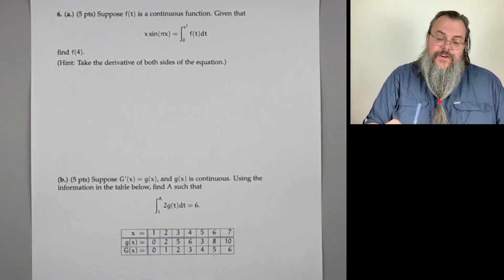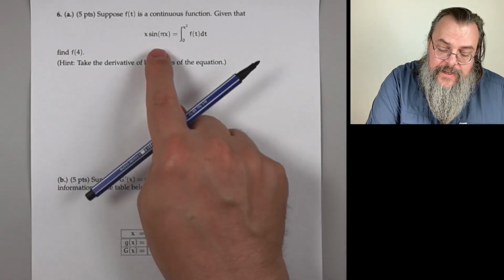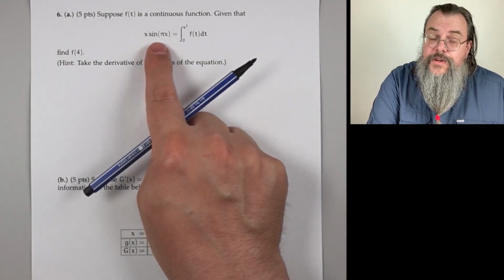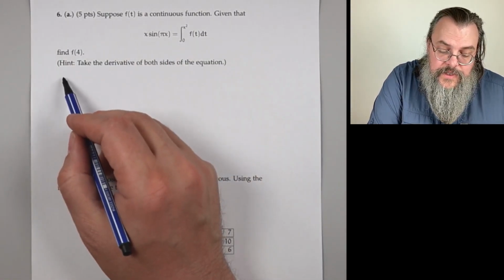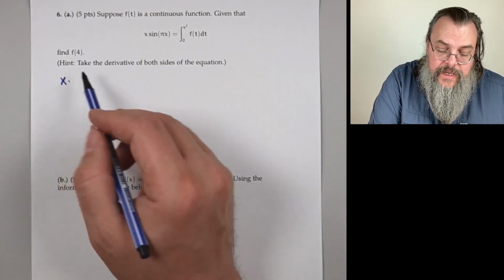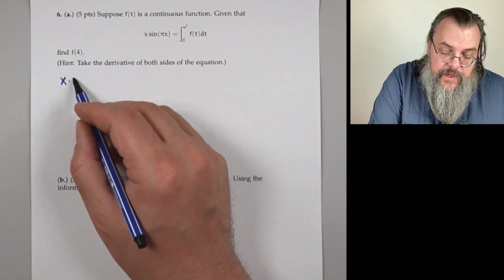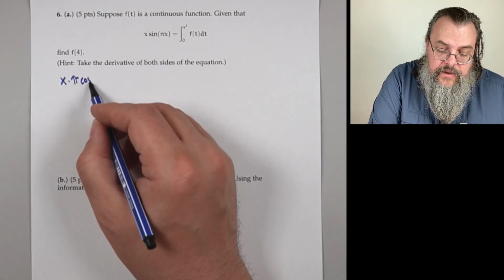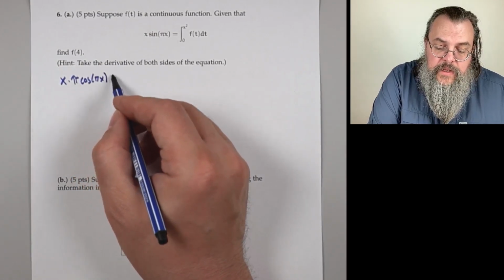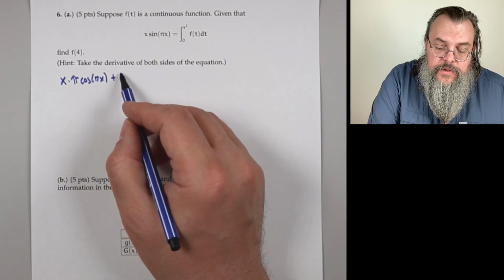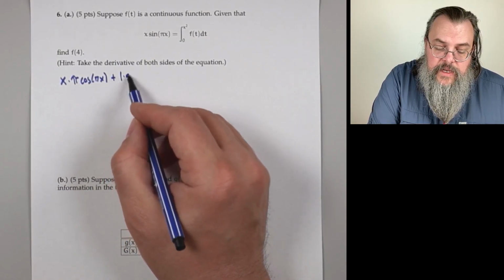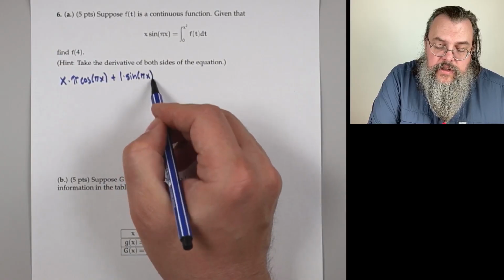Okay. So on the left-hand side, we'd have a product rule. So the first times the derivative of the second. Well, the derivative of sine is cosine. We're going to have a pi come out by the chain rule. So x pi cosine pi x plus the derivative of the first, which is 1, times the second. Okay, so that's sort of the left-hand side.